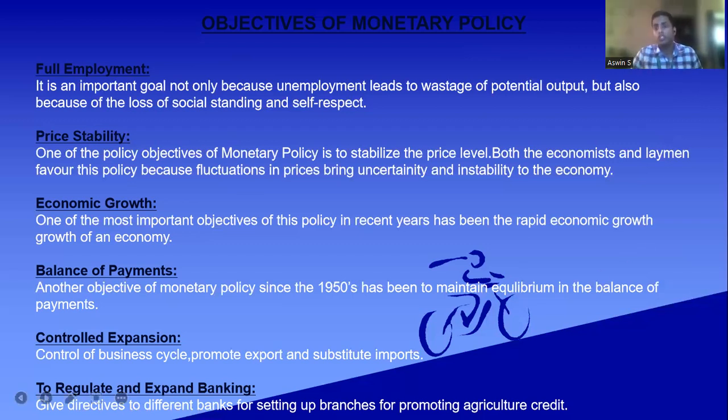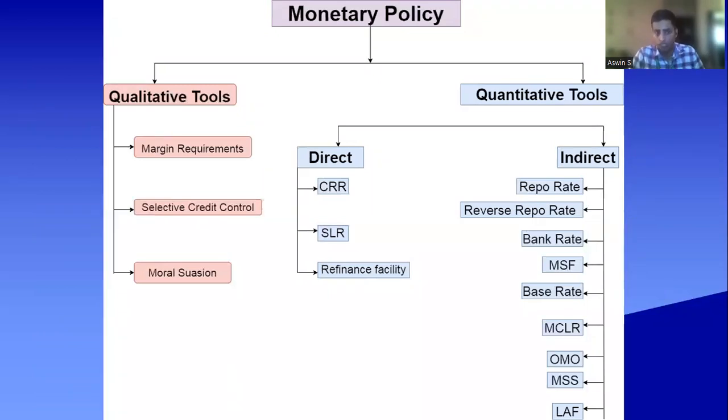Now we are going to see what are the tools of the monetary policy. Basically the tools of monetary policy are classified into two main divisions. The first one is the qualitative tools and the second one is the quantitative tools. Now we will see what is meant by qualitative tools. The qualitative tools include the margin requirements, selective credit control, moral suasion. And the quantitative tools are basically classified into direct or selective and indirect or general.